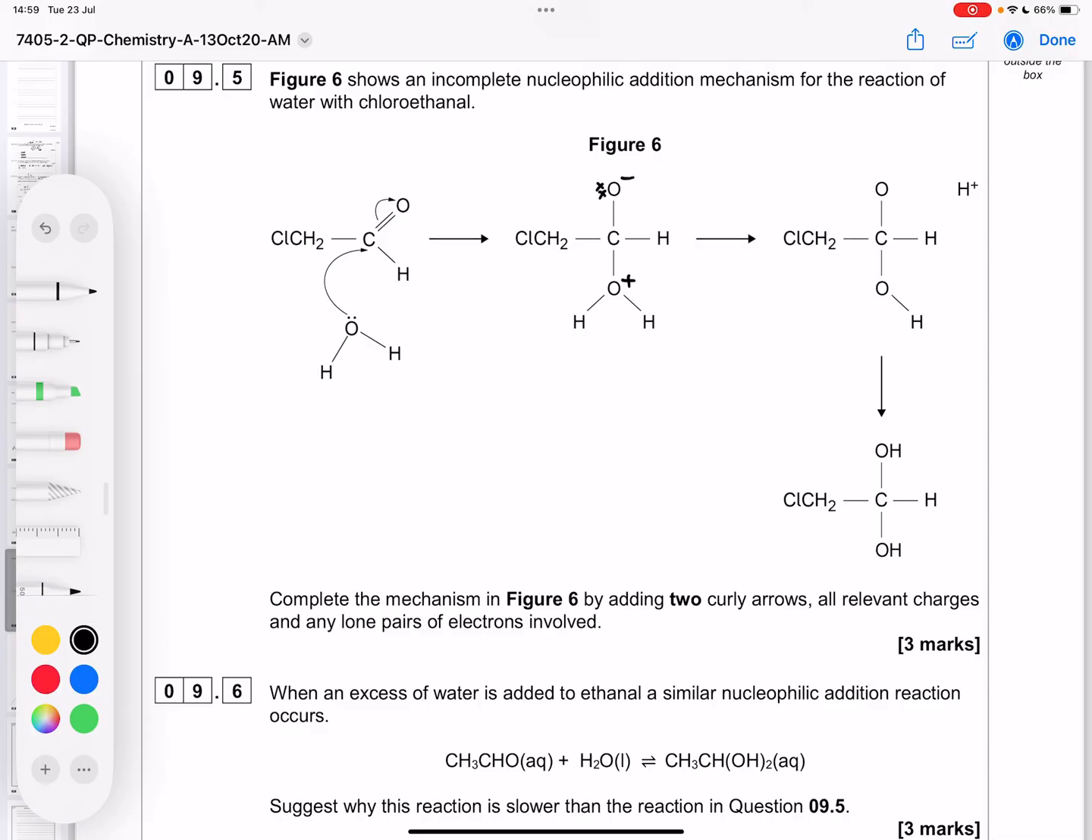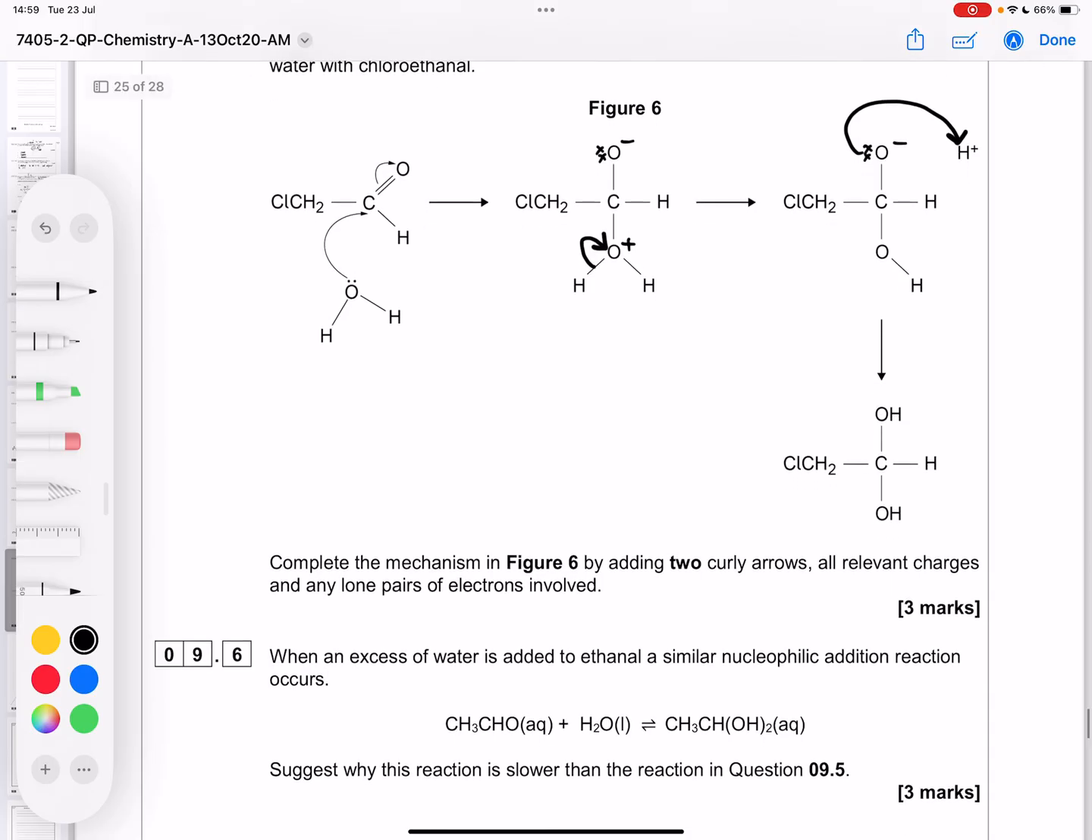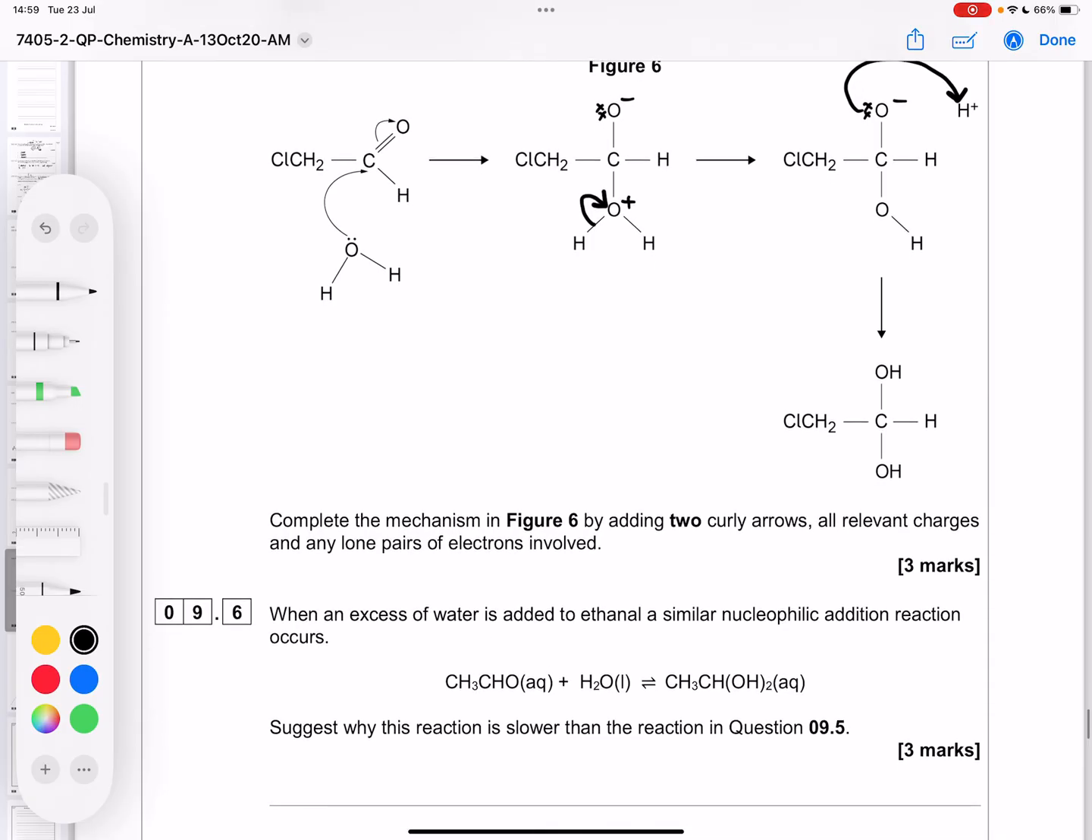Then what happens is we can see at the next step we've still got the oxygen with the minus, but we've lost this hydrogen from the left hand side and the plus charge. And then if we look to the bottom, we can see that that lone pair's gone to fetch that proton and to make that OH. And that would be 2 curly arrows and all the relevant charges and lone pairs.